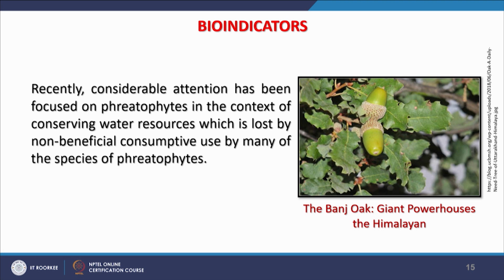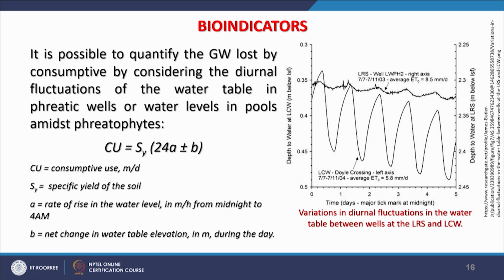As I also mentioned, considerable attention has recently been focused on phreatophyte plants in the context of conserving water resources lost by non-beneficial consumptive use of many species of phreatophytes. And one of them, the oak, a giant powerhouse in the Himalaya, is a good indicator of groundwater conditions. People say that in the Garhwal Himalaya, if they find this oak, the groundwater conditions might be good here.